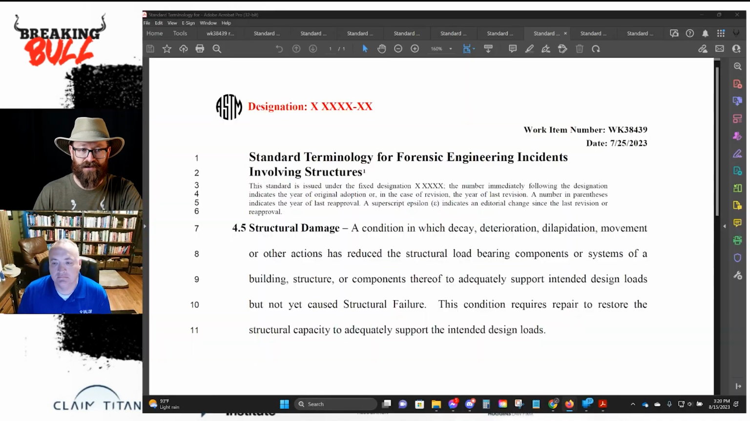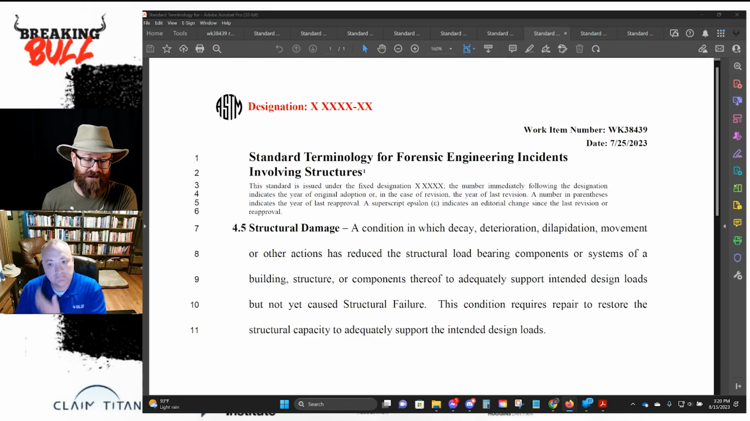So here we go. First definition that we come across, they would put under 4.5 of this standard, and it's for structural damage. I'm going to read it out loud. A condition in which decay, deterioration, dilapidation, movement, or other actions has reduced the structural load-bearing components or systems of a building, structure, or components thereof to adequately support intended design loads, but not yet caused structural failure. This condition requires repair to restore the structural capacity to adequately support the intended design loads.